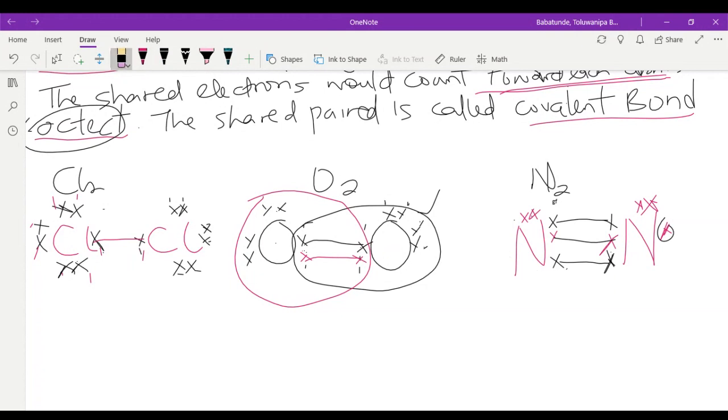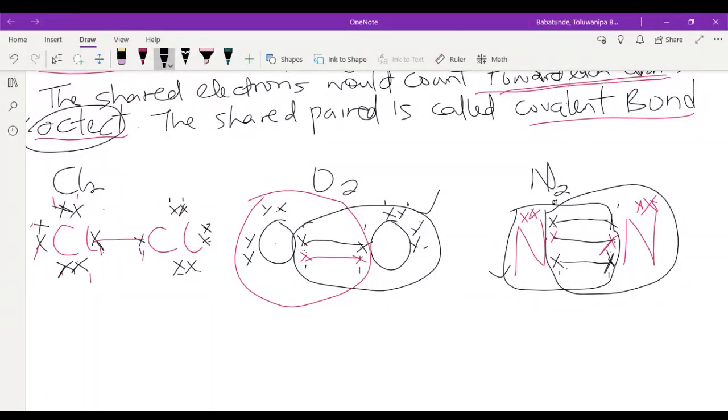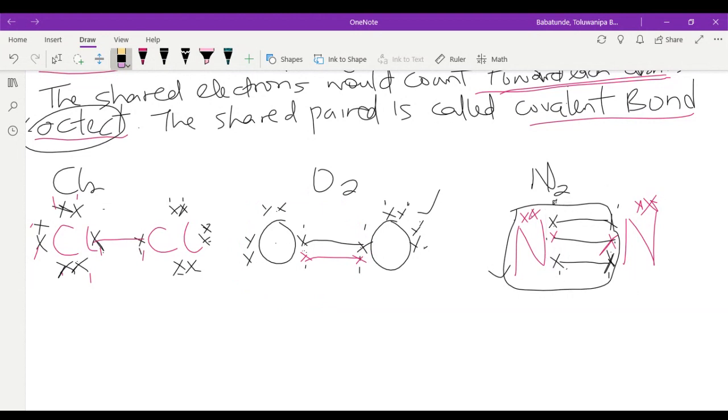Since we have moved them, they're going to go away. So we now have 6 here: 1, 2, 3, 4, 5, 6. These 6 electrons belong to both of them. So the first nitrogen gets this, which makes it an octet of 8, and the second nitrogen also gets it. So that is how the electrons are shared, so that each of them can attain an octet structure.